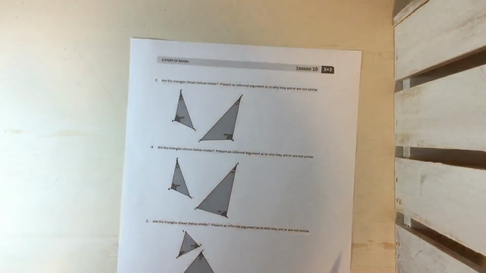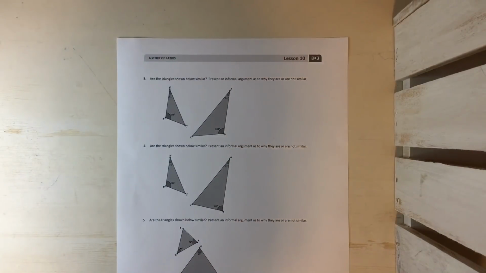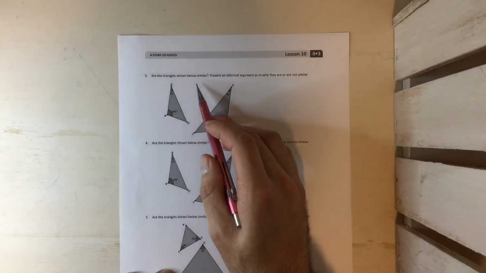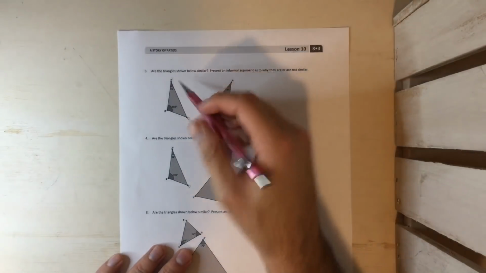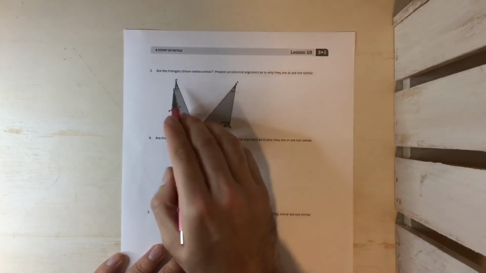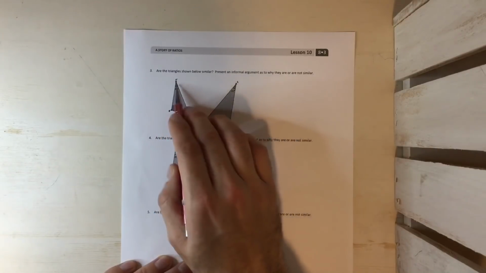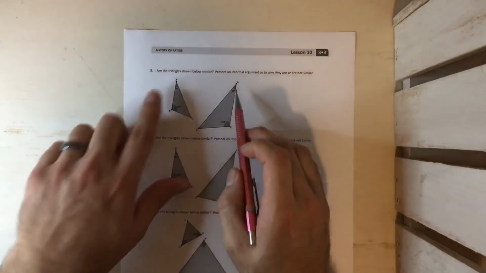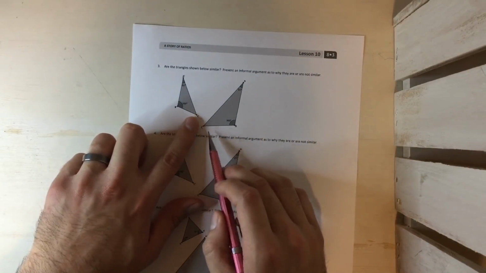So let's take a look at this first one here. I'm going to do 3, and then I'll give you a little bit of time to go through 4 and 5. Are the triangles shown below similar? Present an informal argument as to why they are or are not similar. If we look at these ones, first thing, it's nice that they tell you this is angle A, or point A, but we can really refer to it as angle A prime and A. Those are the ones that are going to match. Then we can come down here, B and B prime, C and C prime.